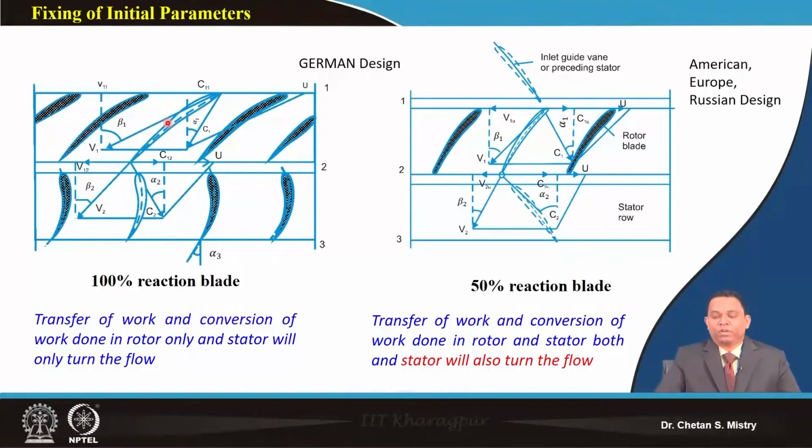Okay. At the same time, when we are talking about the American designs or say European designs or Russian designs, most of them are assuming degree of reaction to be 50%. So in this case we can say 50% diffusion is happening in my rotor, and 50% diffusion is happening in the stator. Now when we are talking about a 50% reaction design, we know for our blade the hub diameter may be slightly lower, and when the hub diameter is lower, that will lead to delta beta being higher near the hub region.